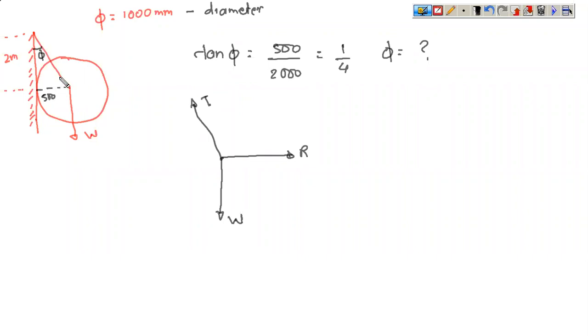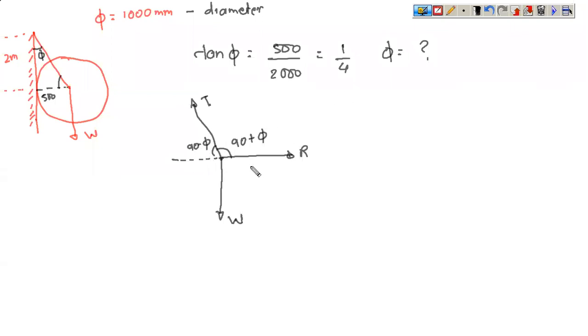Then you can find out this angle. This is 90 minus phi. You know the value of phi, so this angle also can be calculated. You know all the other angles. So let us say this angle is how much? It will be 90 plus phi.